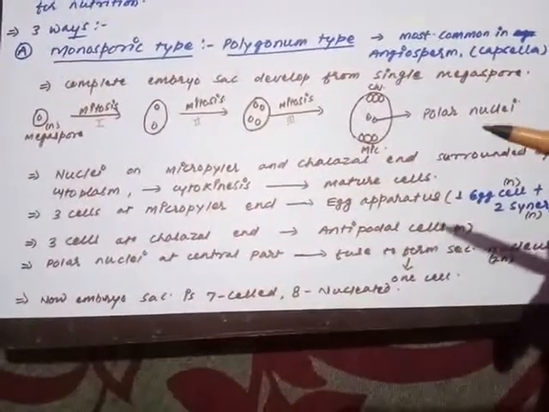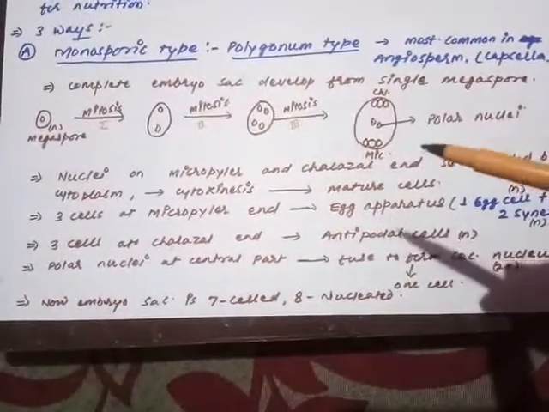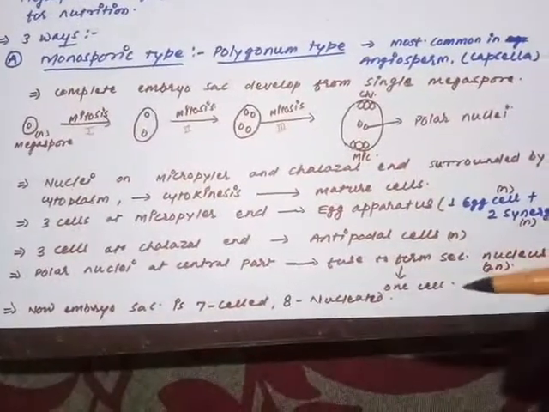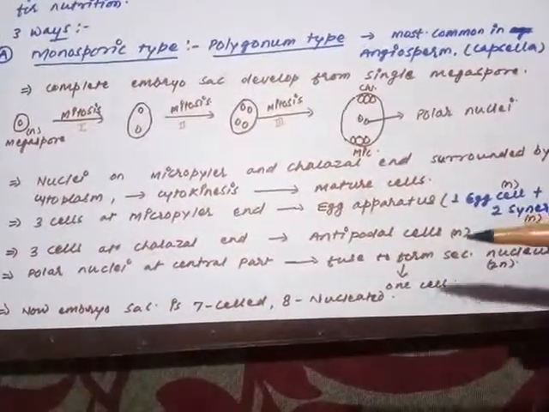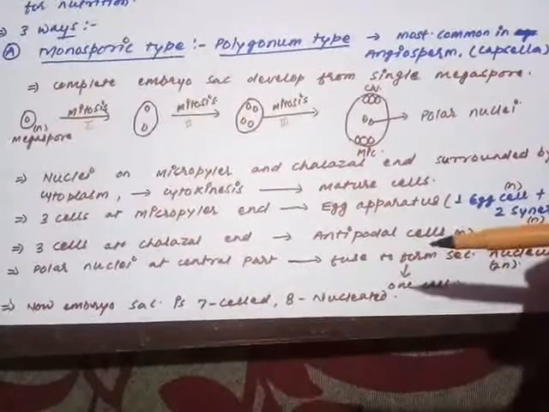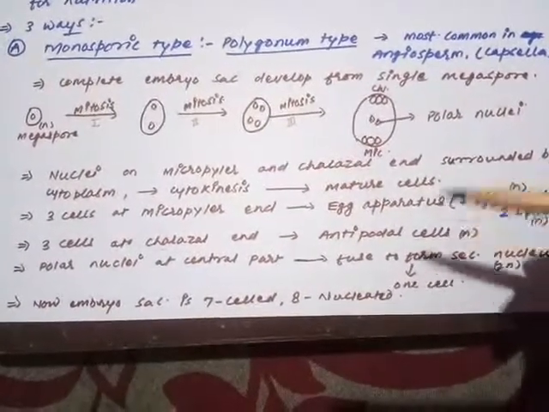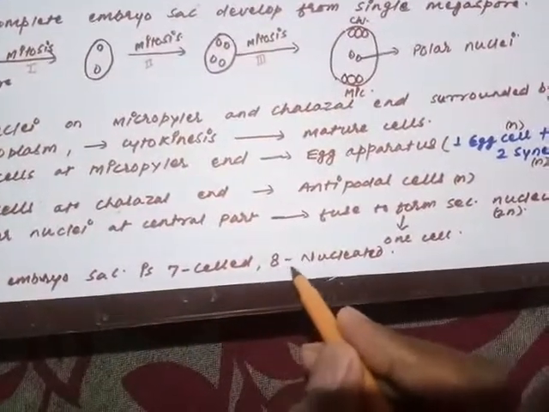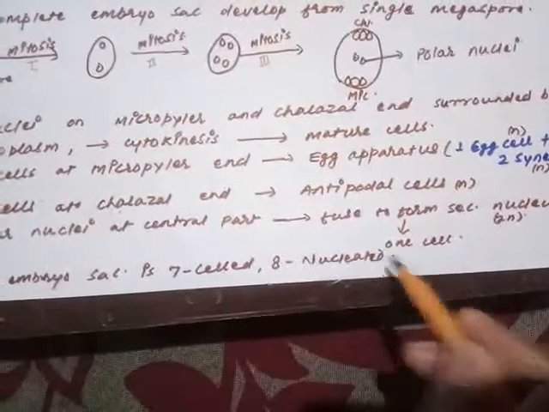A very important point I'm just going to say: this type of embryo sac is called a 7-celled 8-nucleated embryo sac. My dear child, just take care of this line. This line is very important because many times in the CBSE examination this question is asked.